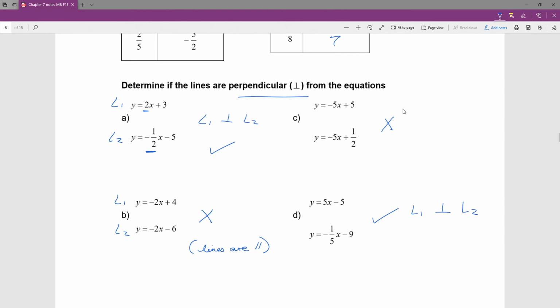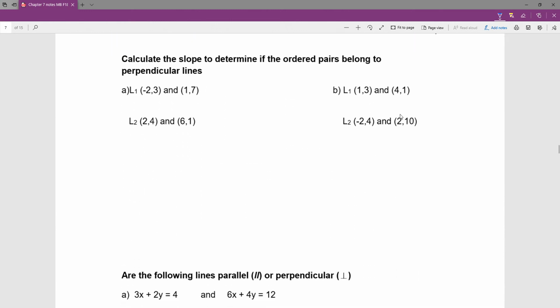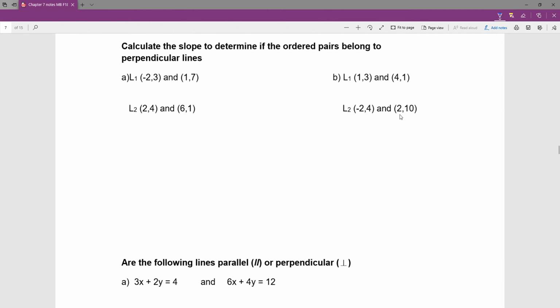So we're going to give the perpendicular lines a similar treatment to what we did with the parallel lines. And so in these ones, again, we're going to solve for slope in order to determine if these two lines are perpendicular to each other.